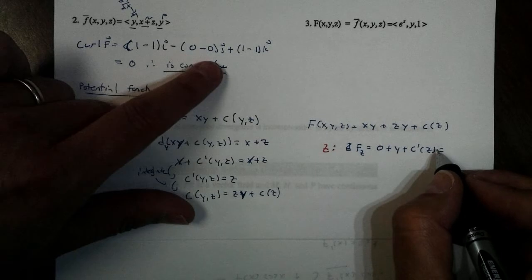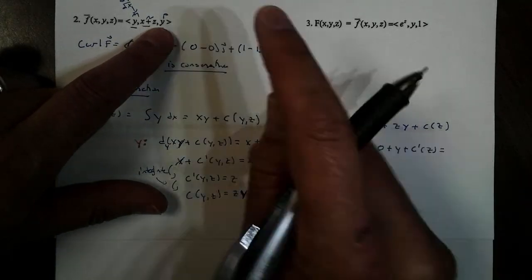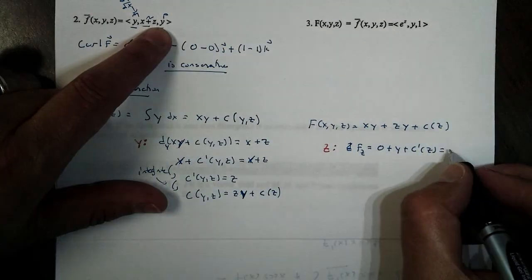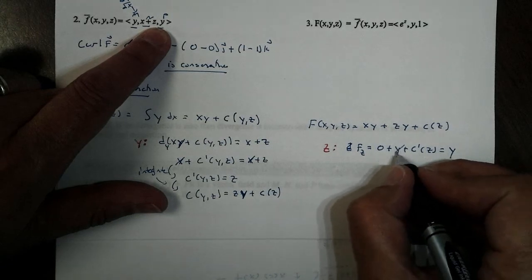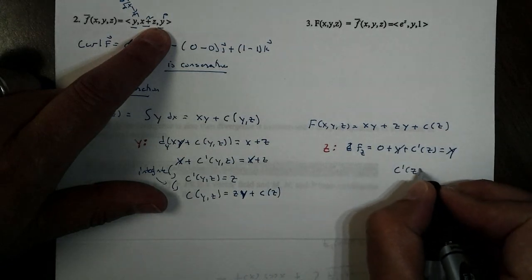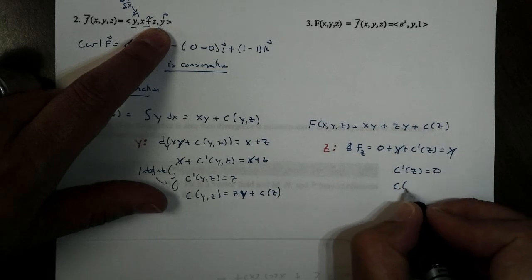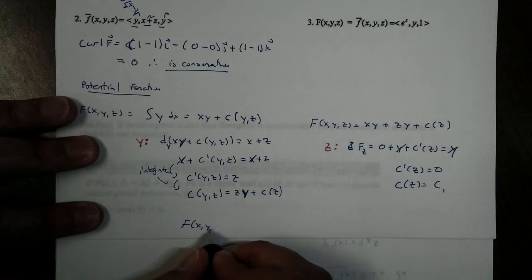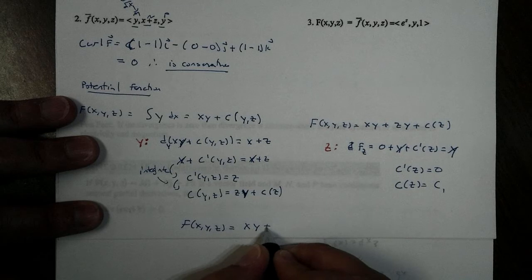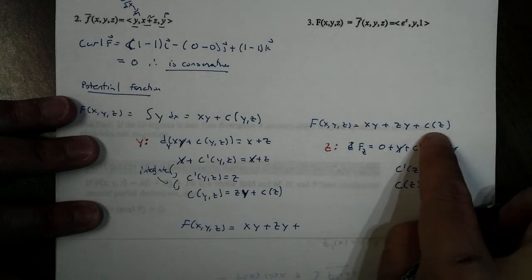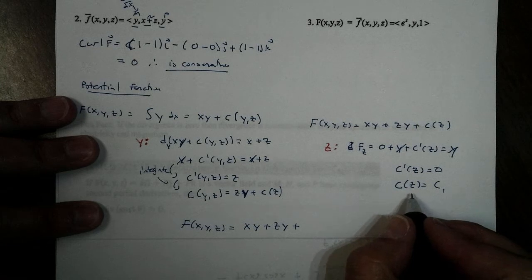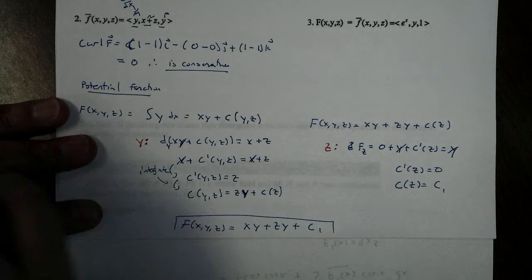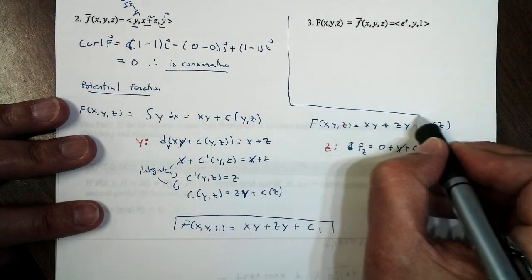And what's that going to equal? The z component of my vector field. Remember, my derivative of my function has to equal my gradient field for it to be conservative. So this is just going to equal y right over here. And if you notice, the y's cancel, so c prime of z equals 0. And when you integrate, c of z just becomes a constant. So now my function f of x, y, z becomes xy plus zy plus whatever c of z is, which we said is just our constant, c 1. And there's our function. All right, so that's number 2. Let's take a look at number 3. I promise number 3 won't take that long.